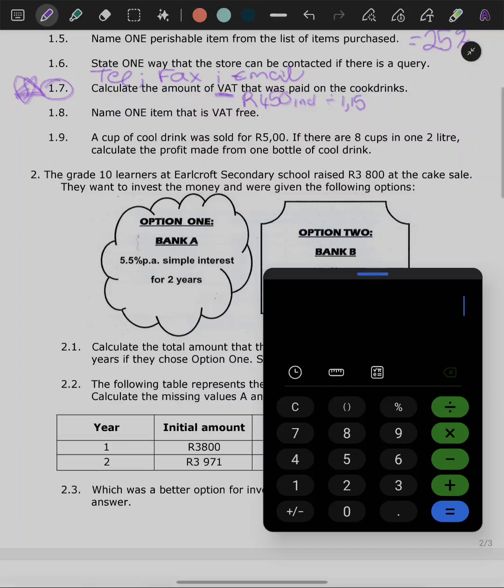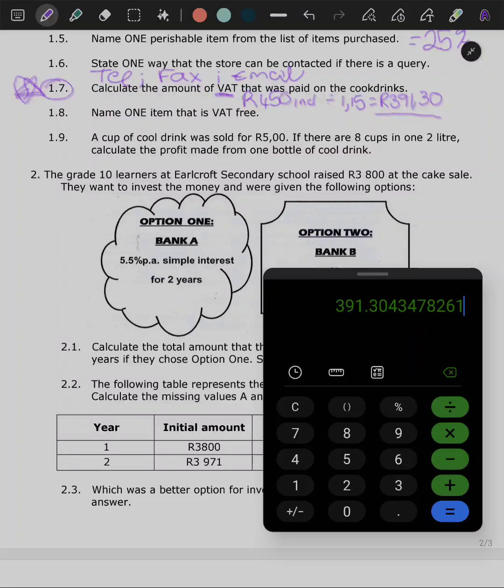It is also a very common mistake, doing this question incorrectly. So 450 divided by 1.15, and that's going to give me 391 Rand and 30 cents. And I'm going to say 0.30 because this is money, so you want to have 2 decimal places.